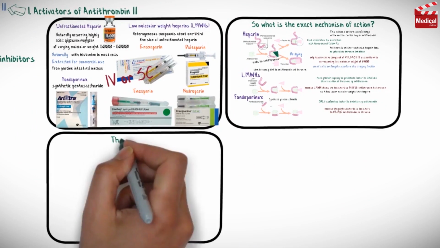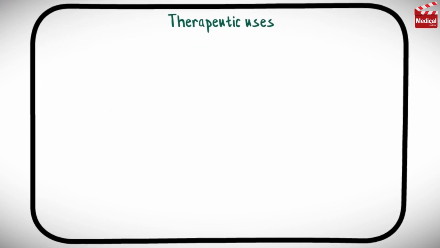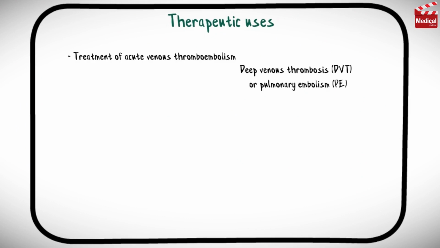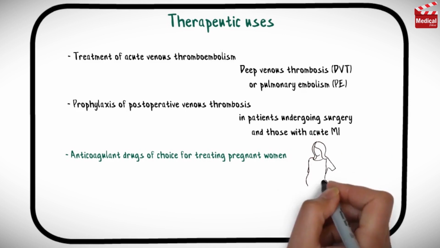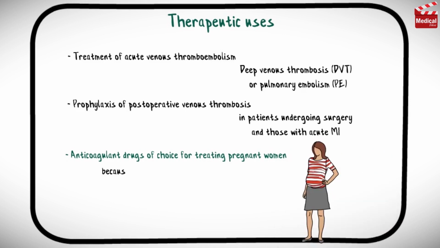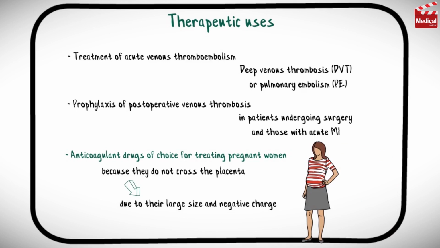Let's now talk about their therapeutic uses. These drugs are used in the treatment of acute venous thromboembolism, deep venous thrombosis or pulmonary embolism. They are also used for prophylaxis of postoperative venous thrombosis, in patients undergoing surgery, and those with acute myocardial infarction. A very important piece of information you should know: these drugs are the anticoagulant drugs of choice for treating pregnant women, because they do not cross the placenta, due to their large size and negative charge.